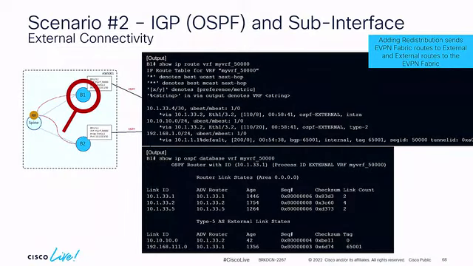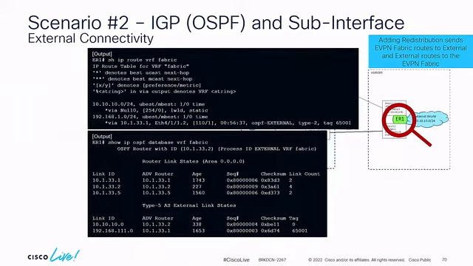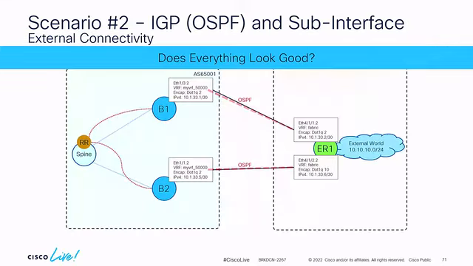So I have that here. You have the configuration snippets, and now suddenly we have the routes, right? Hey, here they are. These routes are great. I have them. LSDB, everything looks good. Does everything really look good?